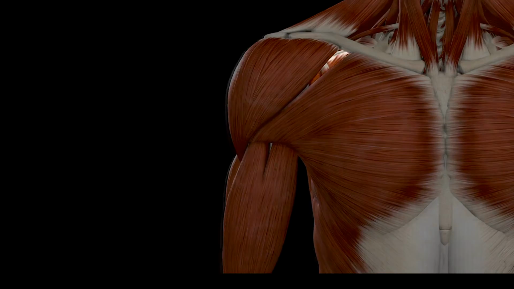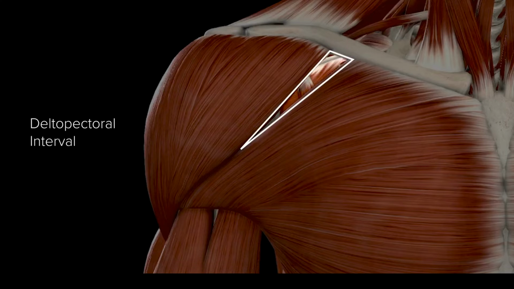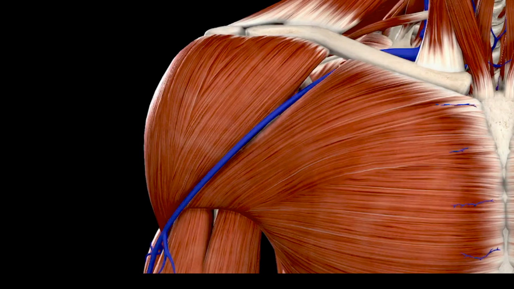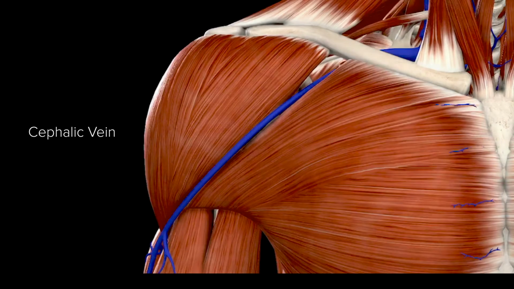The separation between these two muscles leaves an open interval called the deltopectoral interval, or deltopectoral triangle. This area is further demarcated by the cephalic vein. This is a common site for surgical dissection during an open anterior shoulder procedure.